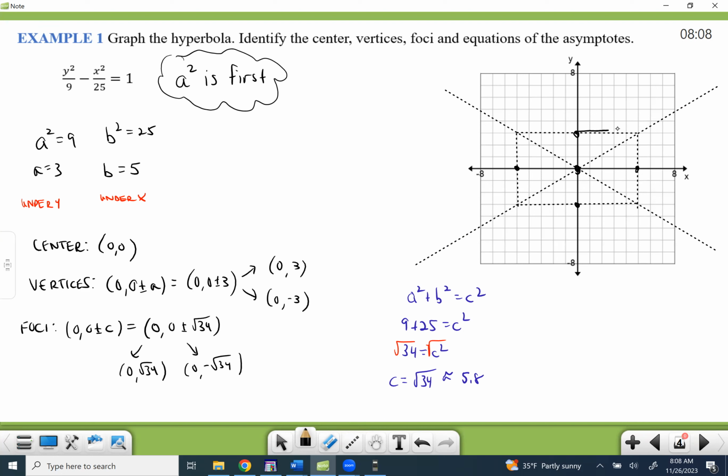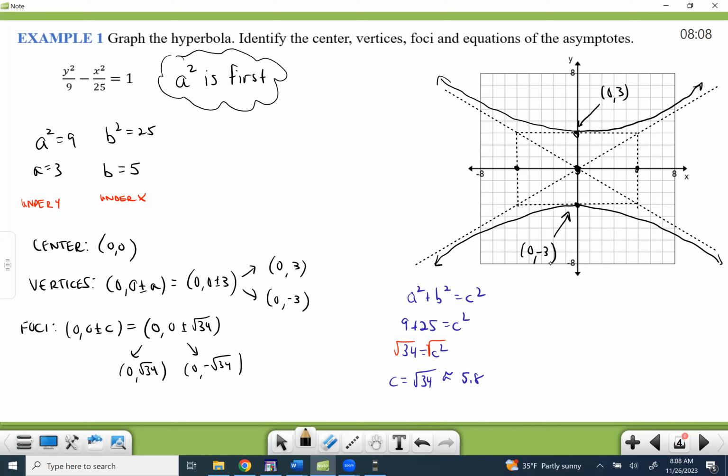So now because y is first, we are going to draw this in the y direction, you guys. So we're going to have a really wide branch up here. And we're going to have a really wide branch down here. Now, we said that the vertices were going to be at 0, 3 and 0, negative 3. You can see that this is going to be 0, 3 right here. And then this one is going to be 0, negative 3.